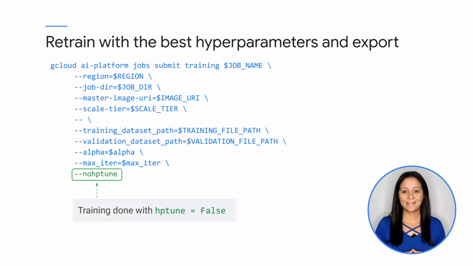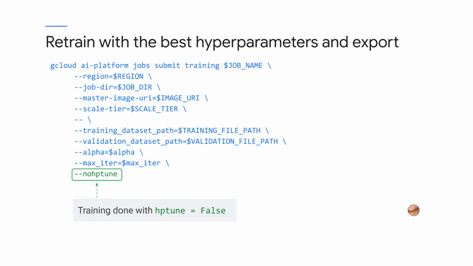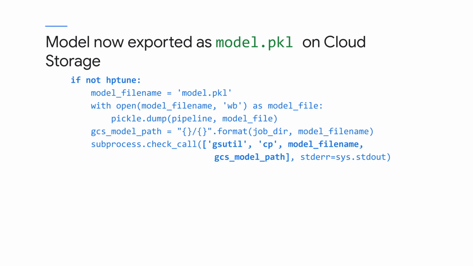Remember to also set --no-hptune so that when the code is executed, hptune is set to false. The trained model will then be saved to Cloud Storage at the end of the run. Remember that in train.py, we had a conditional statement looking at the hptune value to decide whether to pickle the model and export the model to Cloud Storage. Here, we'll execute the code that does that when hptune is equal to false.